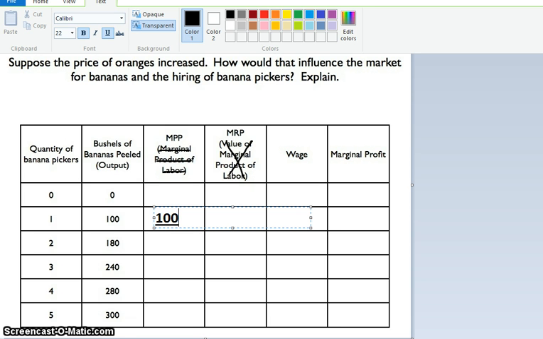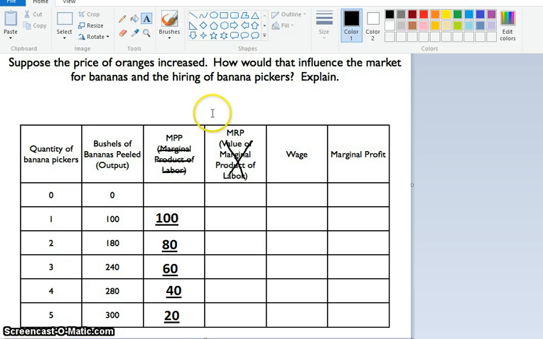I'm going to fill these in so that you don't have to wait for me, but you should try to do it on your own too. Go. So it should look like this. 100 to 180 is a change of 80. The second banana picker picked 80 additional apples. The third one, 60, 40, and so on and so forth. If this is troubling you, ask a friend, shoot me an email, shoot me an Edmodo message, and I'll try to help you out. But hopefully this is pretty self-explanatory.